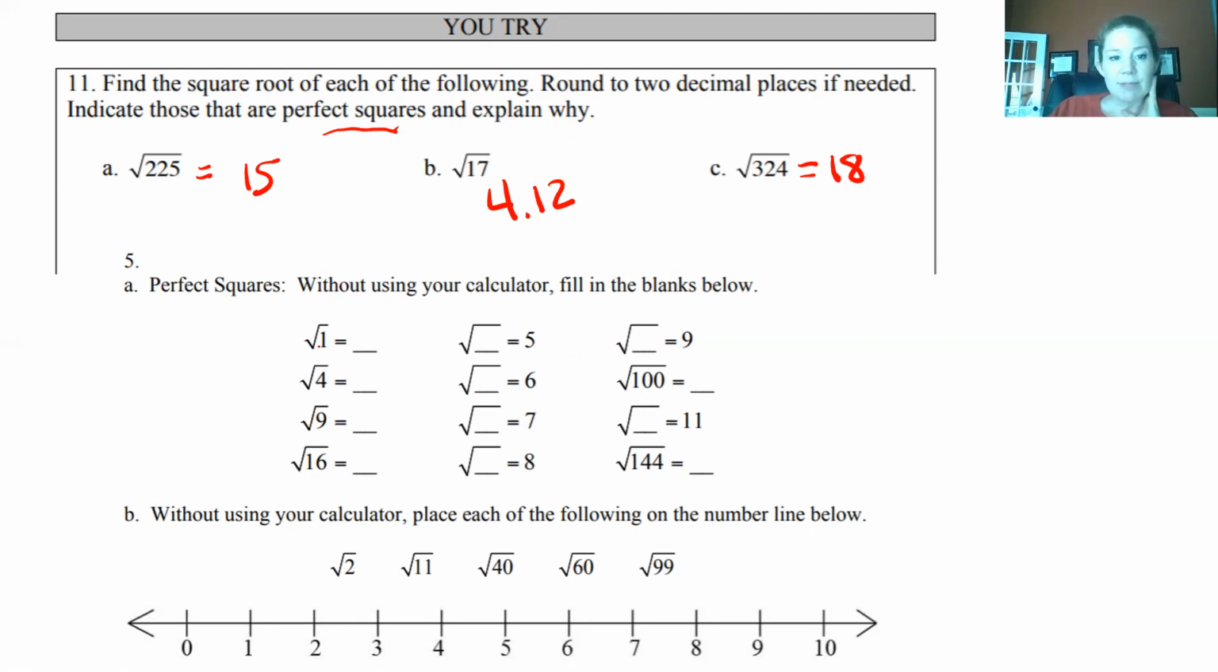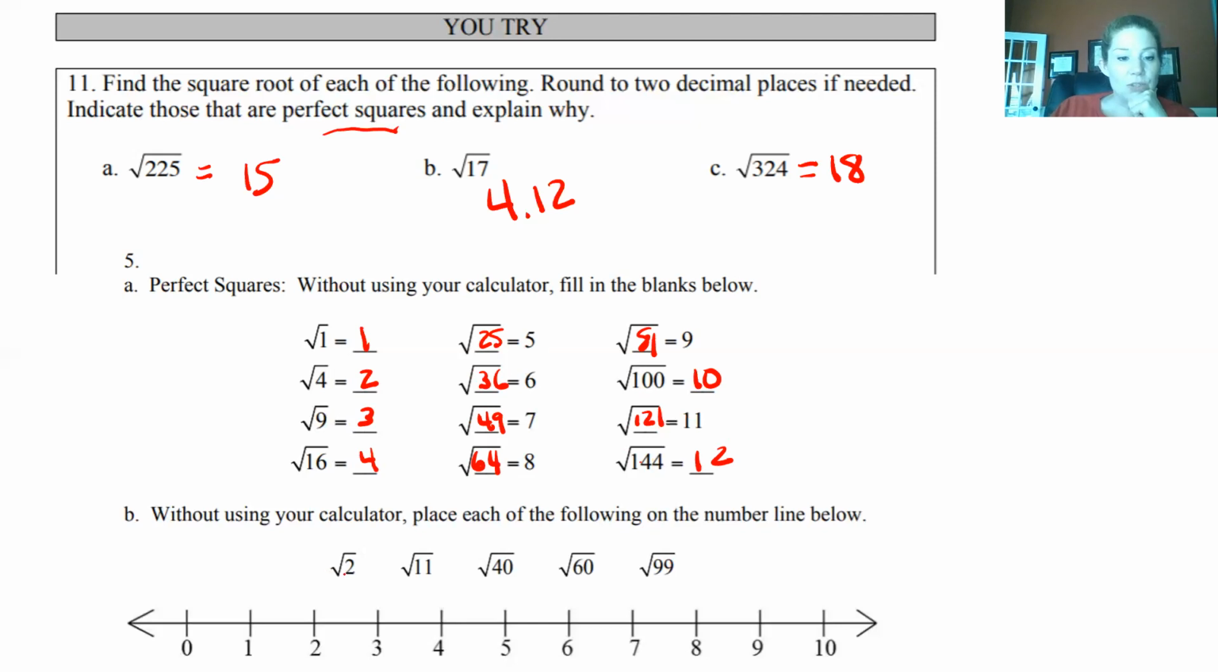So what number times itself is 1? 1, 2, 3, 4, 5 squared would be 25, 36, 49, 64. Then we have 81. Square root of 100 is 10. 11 squared is 121. And then square root of 144 is 12. Without using your calculator, place each of these on the following number line.